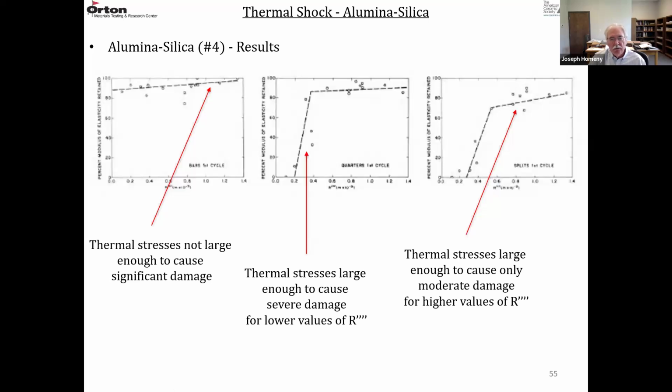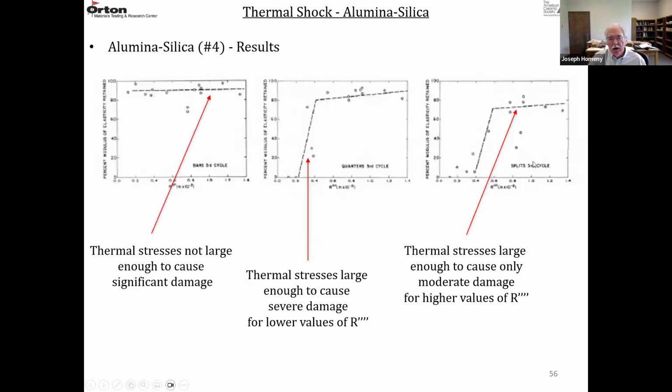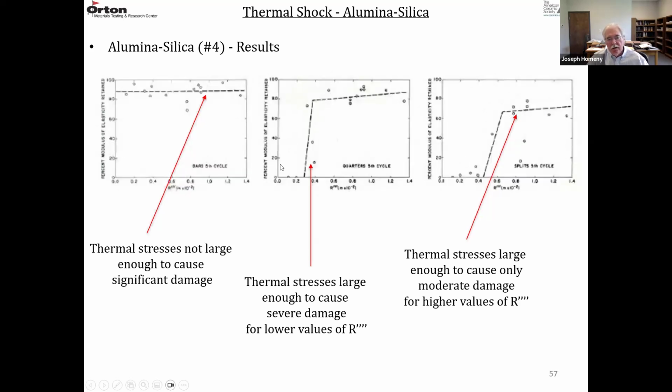That was 1 cycle. They did 3 cycles. You get a little more damage, but the same exact trends. And then they did the 5th cycle, and same trends, but there's more damage. You can see the curves are shifting to the right and downward. So the R values, whether it's RST or R4 prime, seem to have a cutoff level based on sample size.